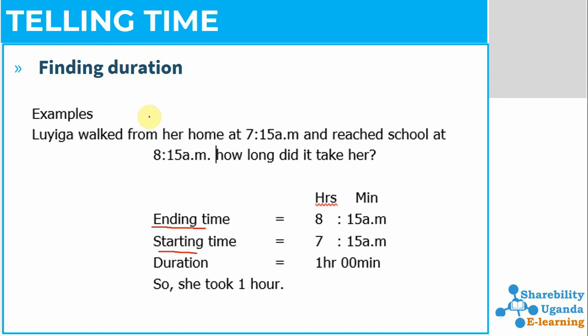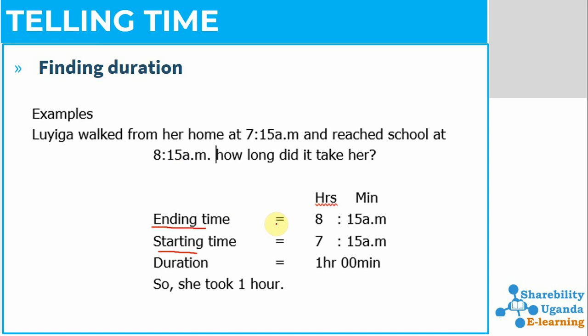Okay, so now here we have an example. They are saying Luiga walked from her home at 7:15 a.m. and reached school at 8:15 a.m. Then they're asking, how long did it take her? We have this guy, he started walking at this time, so this is her starting time, and this is her ending time. But they want us to find how long it took her to reach school.